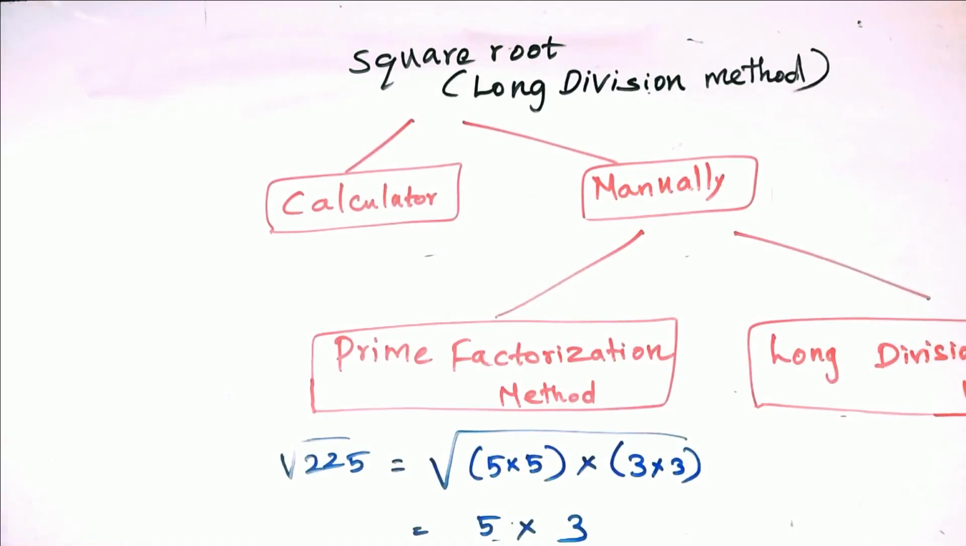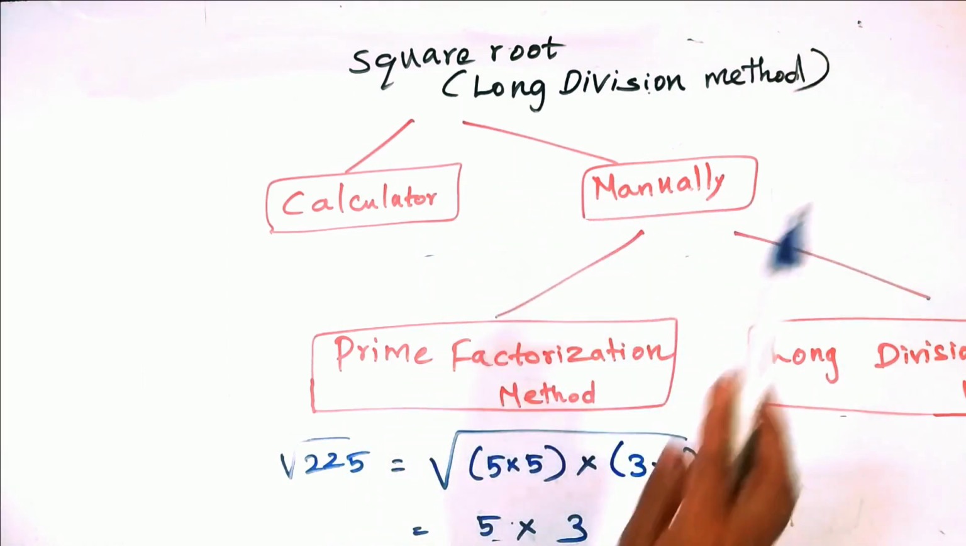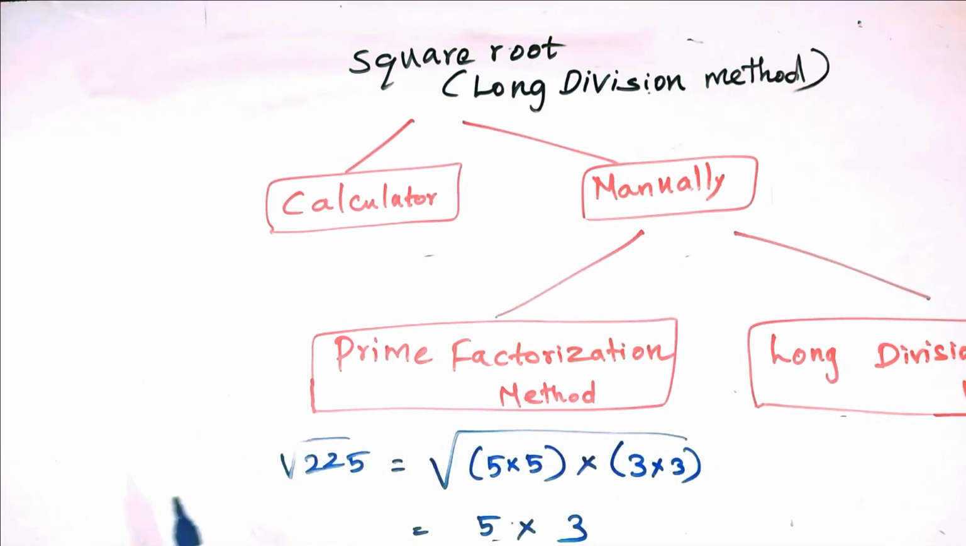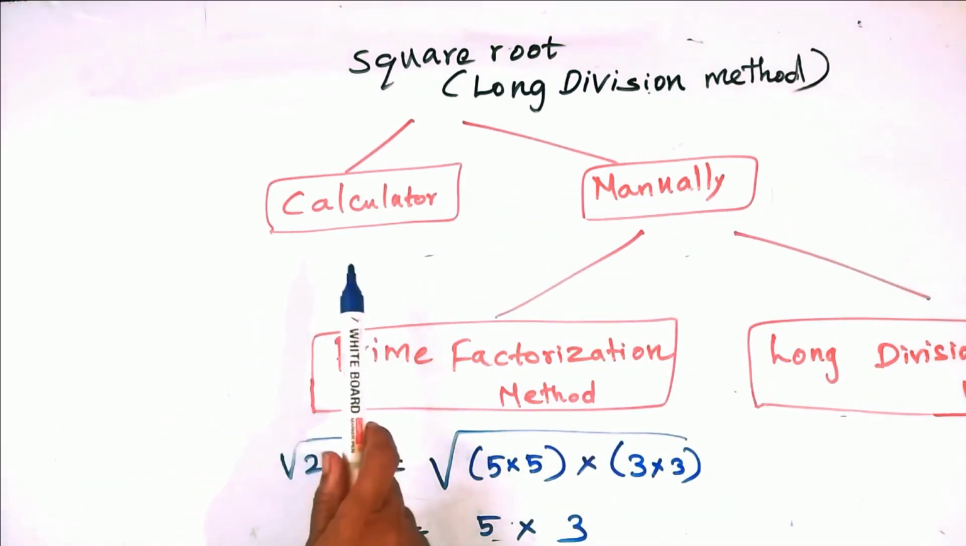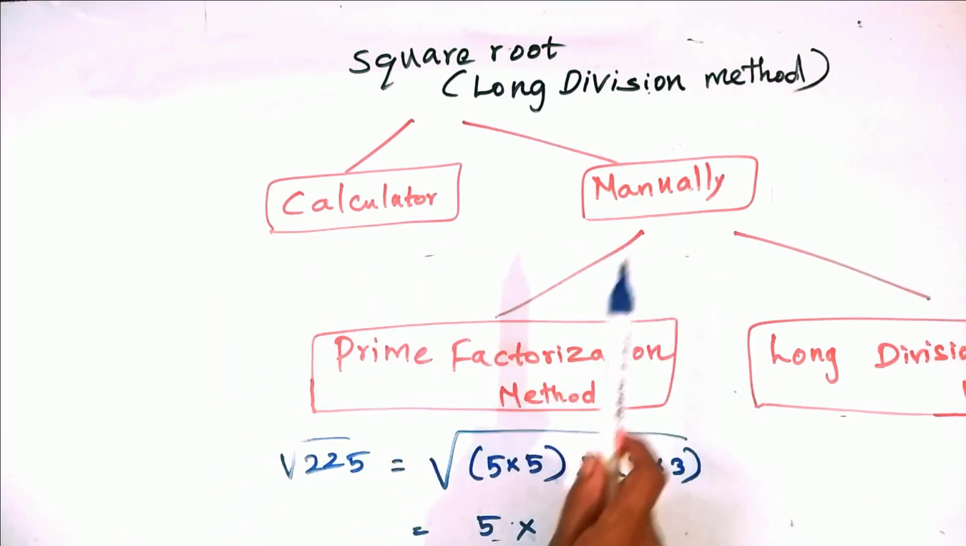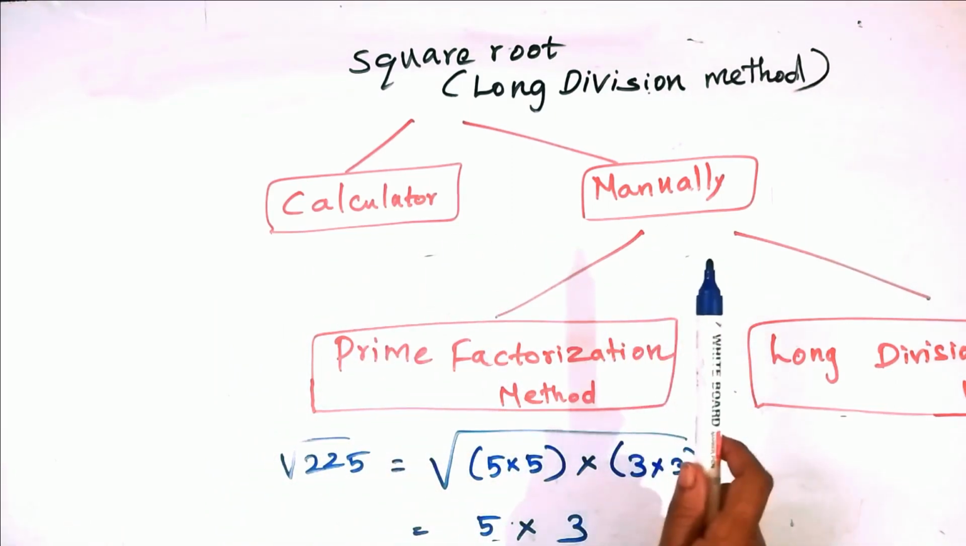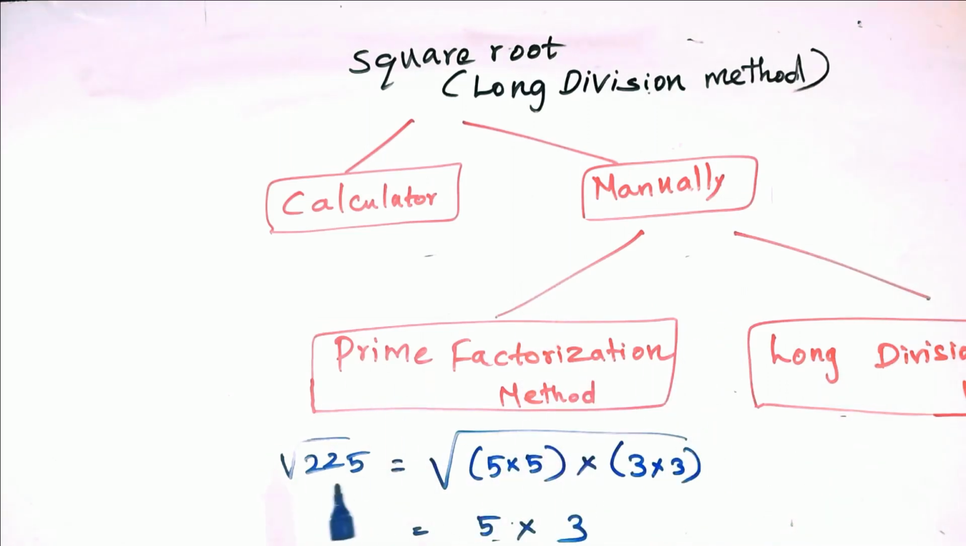We are going to find out the square root of a number by using the long division method. We can find the square root of a number by using a calculator or manually. Manually, we can solve it in two different ways, prime factorization method and long division method. In the prime factorization method, we split the number into its prime factors and choose one number from each pair.